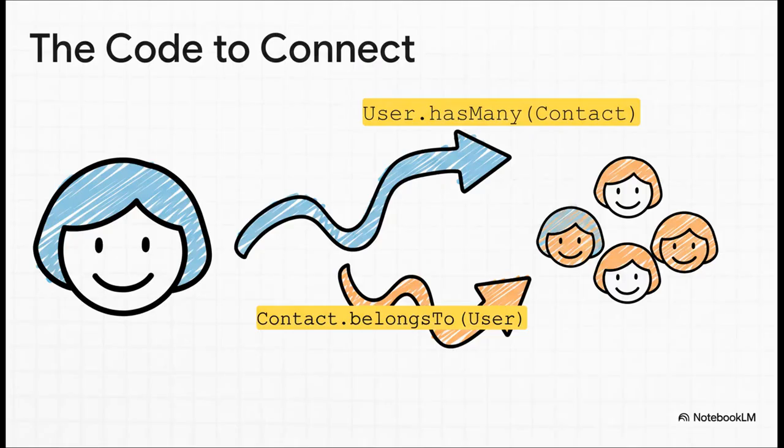And now for the magic. To create that link, all we need are these two simple lines. User.hasMany(Contact) tells Sequelize, hey, one user can have a bunch of contacts. Then, Contact.belongsTo(User) closes the loop. It says, and by the way, every single contact belongs to just one user. Now, this is super important. You always want to define both sides of the relationship like this. It gives Sequelize the full picture so it can work its magic.